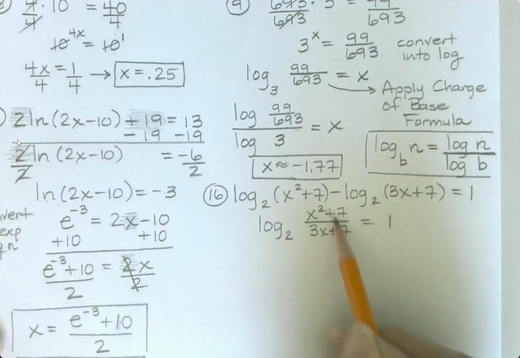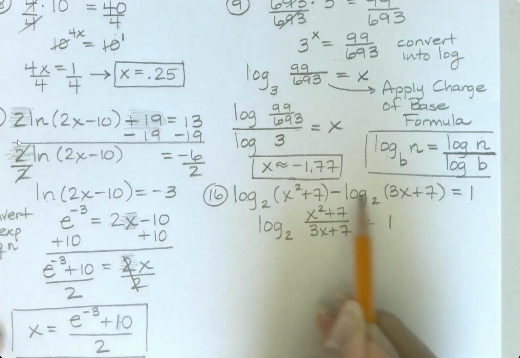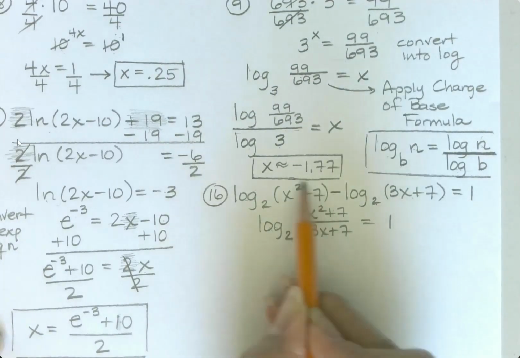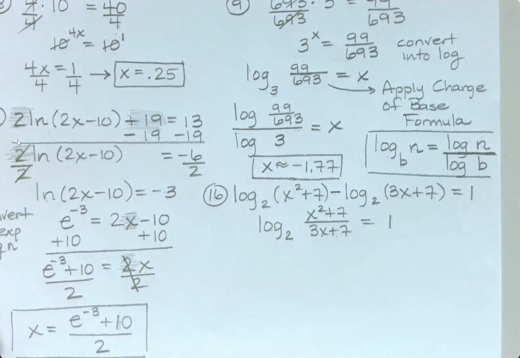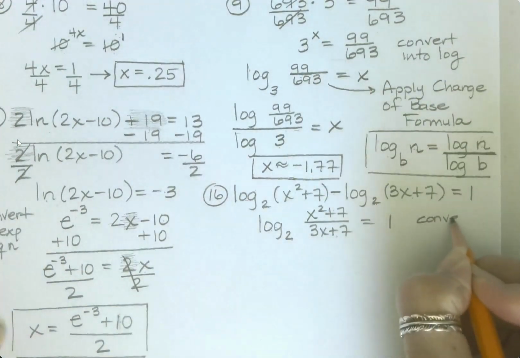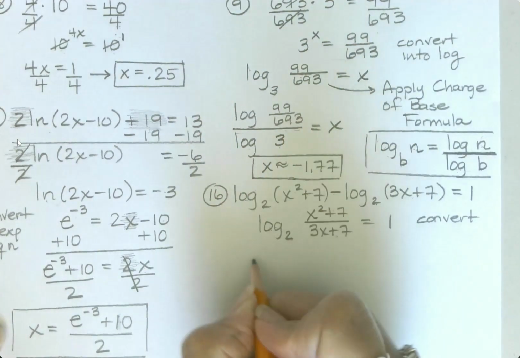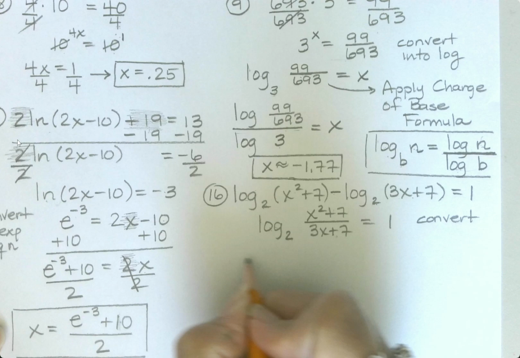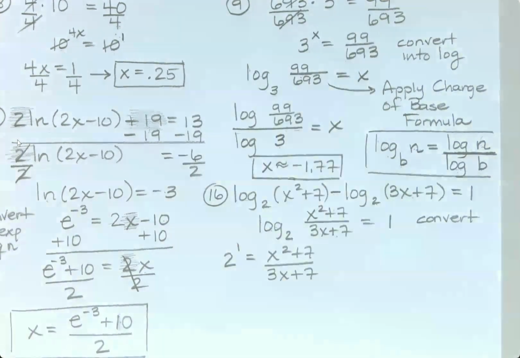So this divided by this, because when you subtract logs, you can rewrite it into one log and take the output values and divide them. Now it's rewritten in a basic log form, so I can now convert. Okay. The base to the exponent is equal to my output value of x squared plus 7 over 3x plus 7.